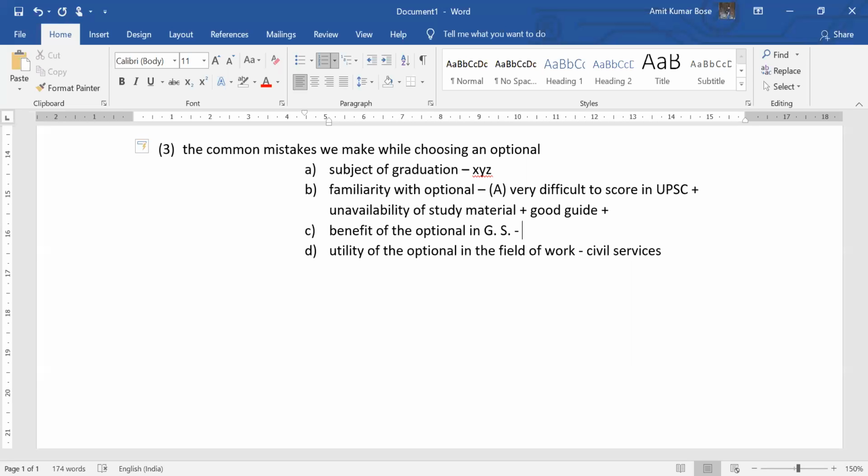Simultaneously comes this particular notion. Yes, a number of us say, okay, this particular optional is going to help me during the time of work, while in civil services, this optional is going to help me out. Well, that's why they're going to train you. That's why they have a process of training.